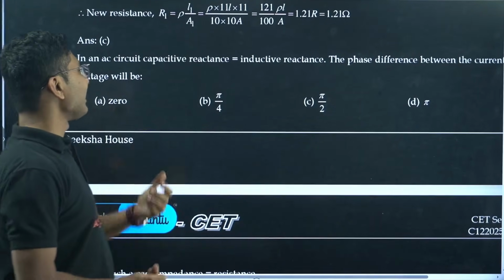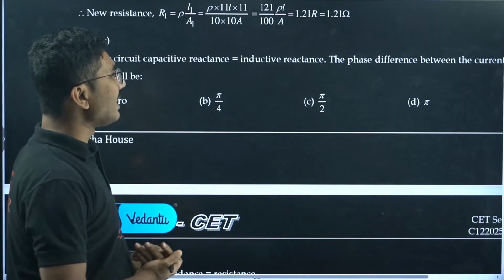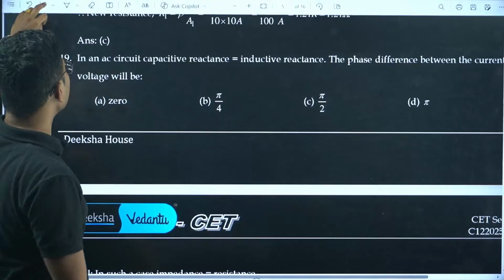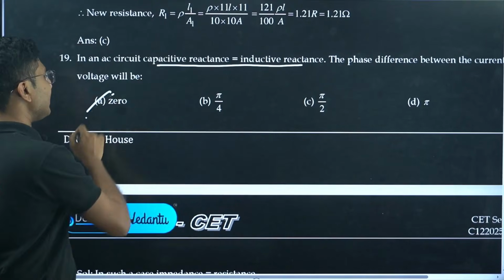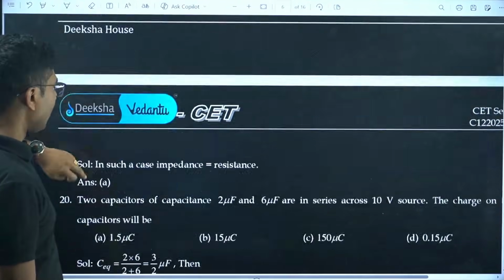In an AC circuit, capacitive reactance equals inductive reactance. The phase difference between the current and voltage will be 0. So capacitive reactance equal to inductive reactance means the circuit is in resonance. That means the phase difference should be 0. Current and voltage should be in phase.